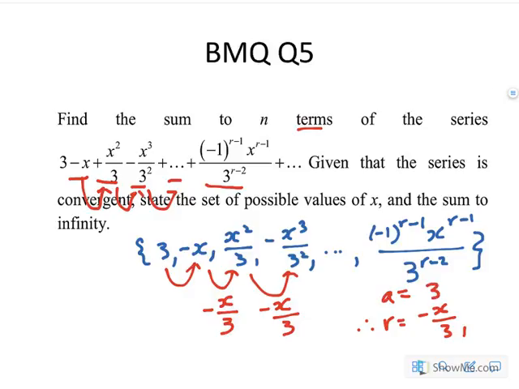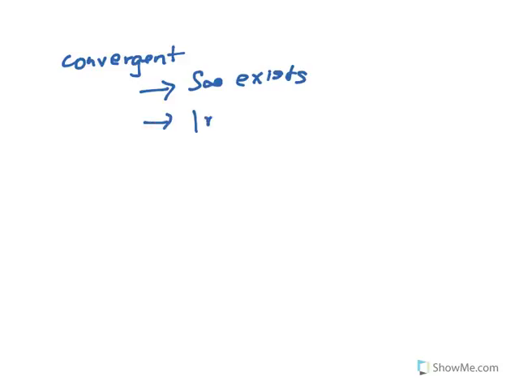Given that the series is convergent, we state the possible values of x and then the sum to infinity. Now, what does convergent mean? Convergent means that the sum to infinity exists, and from there, you also know that the absolute value of the common ratio is less than 1.